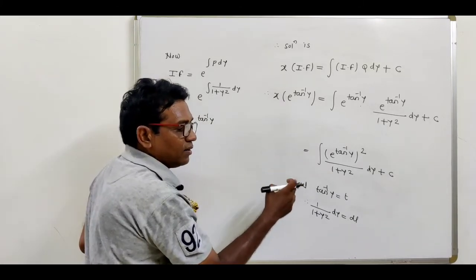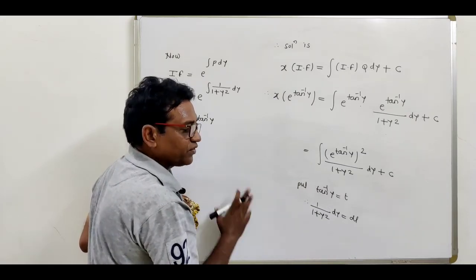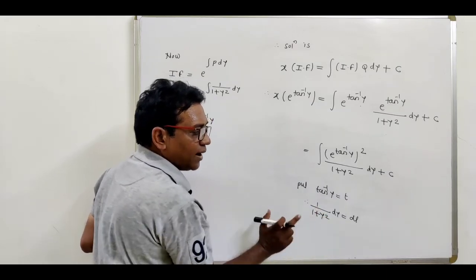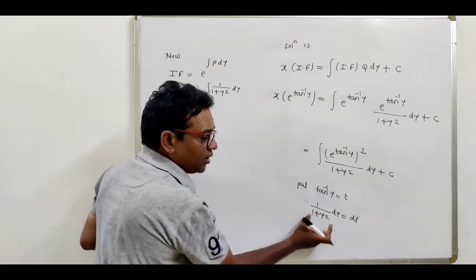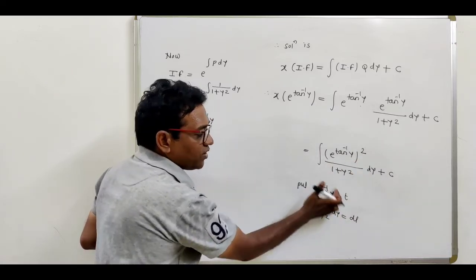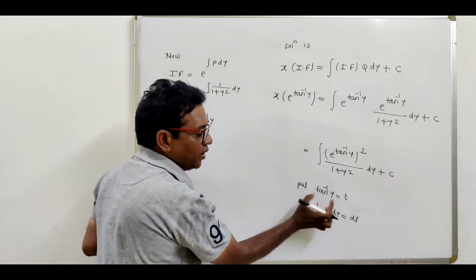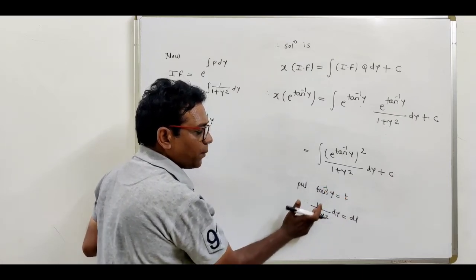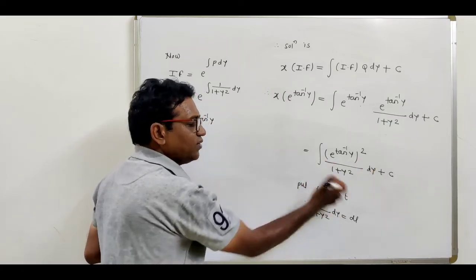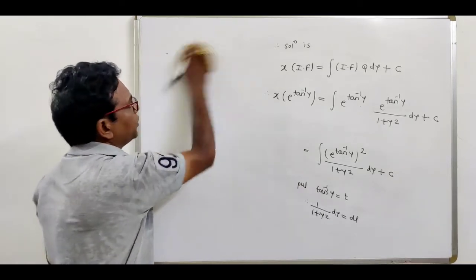For this integral, we are using the method of substitution. Now, what is the method of substitution? Put something for t such that its derivative should be present in the integrand. Now suppose we put tan inverse y is equal to t, then what is its derivative? Derivative of tan inverse y is 1 upon 1 plus y square dy. It is present in the integrand. So we can use this substitution. Okay, let us put tan inverse y is equal to t.